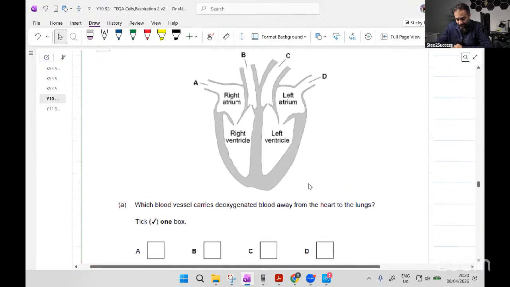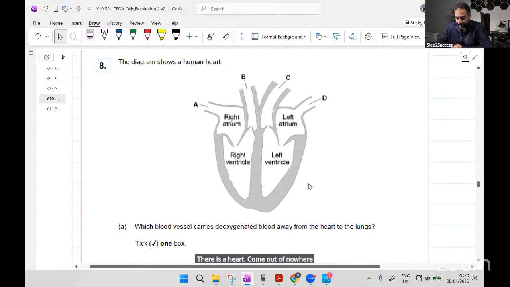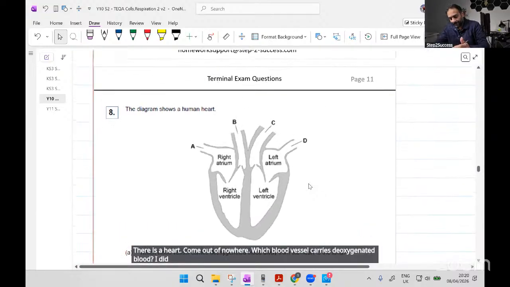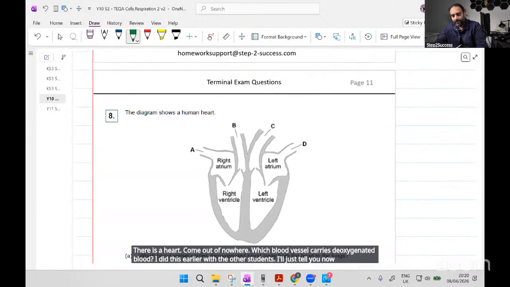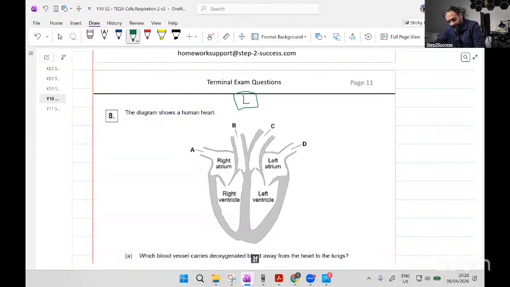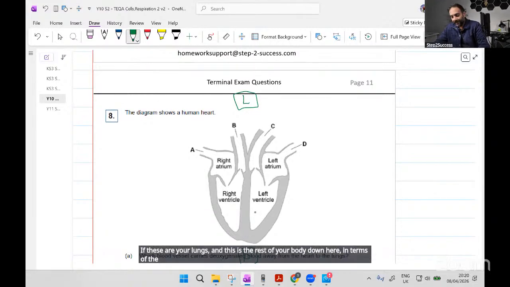There is a heart, come out of nowhere. Which blood vessel carries deoxygenated blood? I did this earlier with the other students. I'll just tell you now that you should know this much. If these are your lungs and this is the rest of your body down here, this is the route that everything takes.